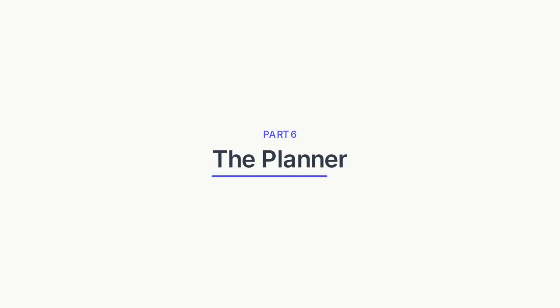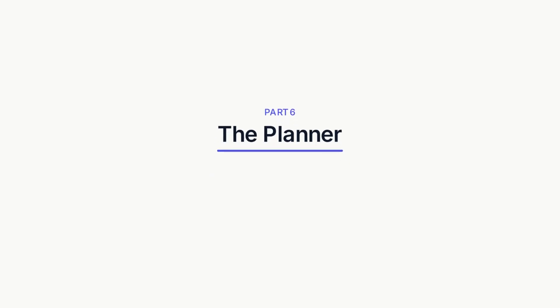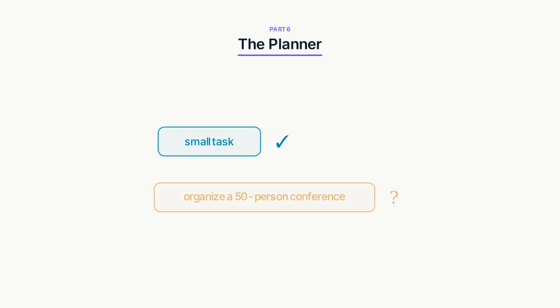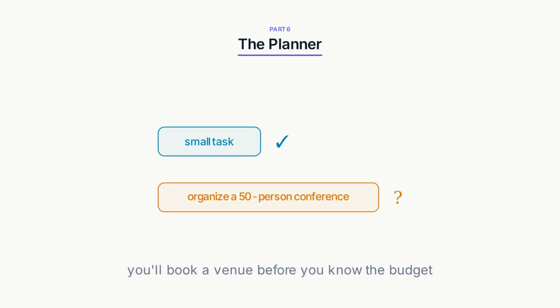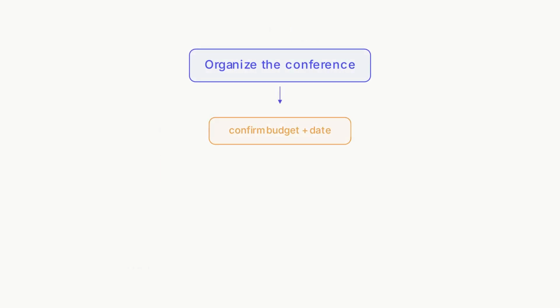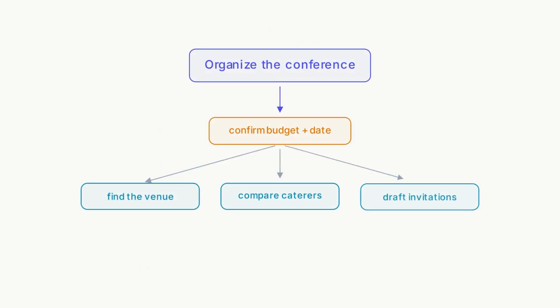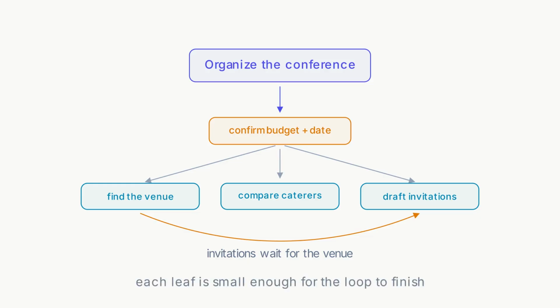Part 6, Planning. Give an agent a small task, and the loop we built handles it beautifully. Give it a big one, and something more is required. You cannot organize a 50-person conference by just doing the next obvious thing over and over. You'll book a venue before you know the budget. So capable agents plan. Before acting, they take the large goal and break it into a tree of smaller tasks.